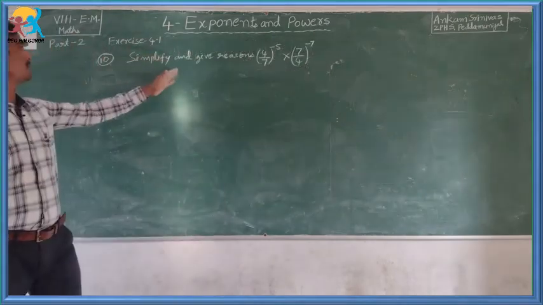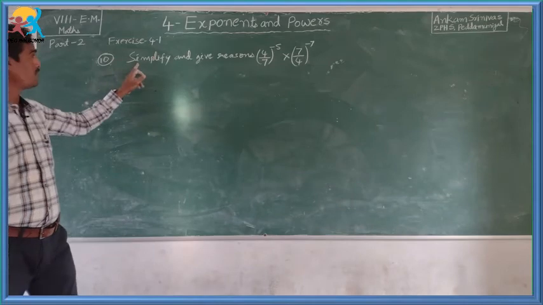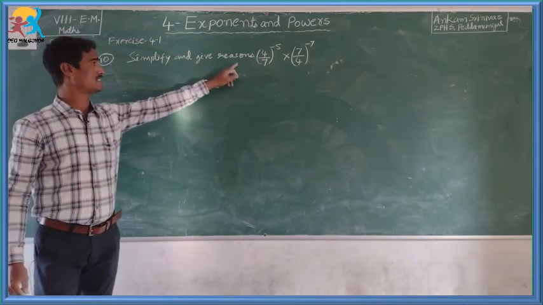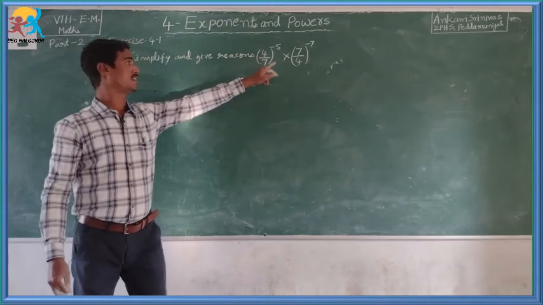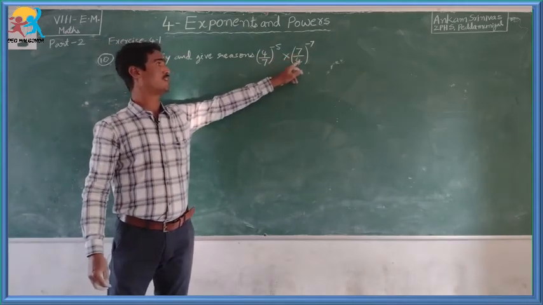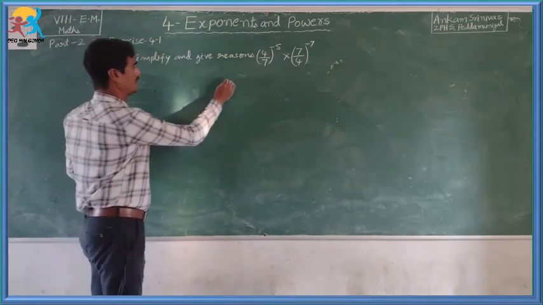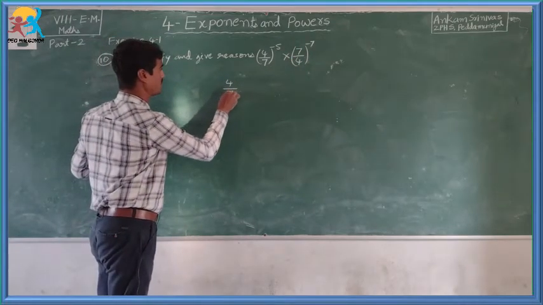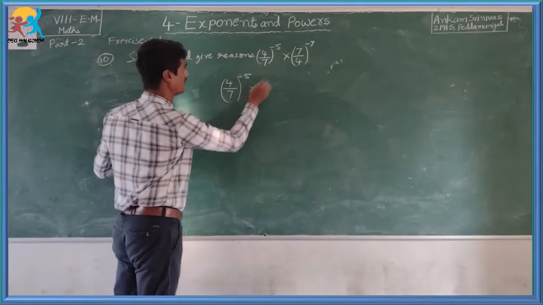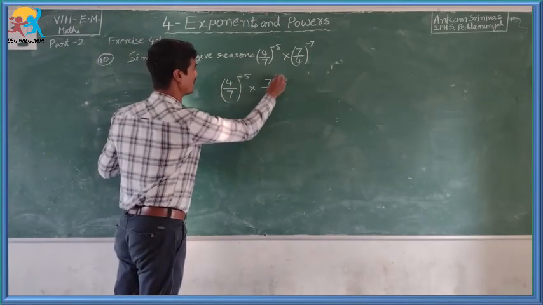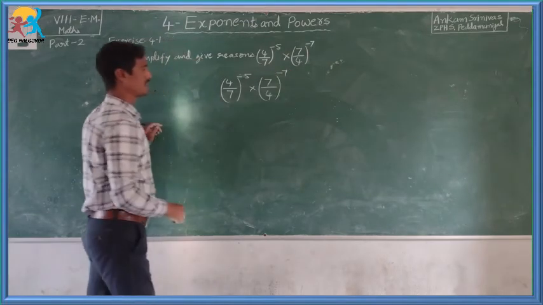Let's take another problem, children. In exercise 4.1, 10th question. Simplify and give reasons: 4 by 7 whole power minus 5 into 7 by 4 whole power minus 7. So 4 by 7 whole power minus 5 into 7 by 4 whole power minus 7.